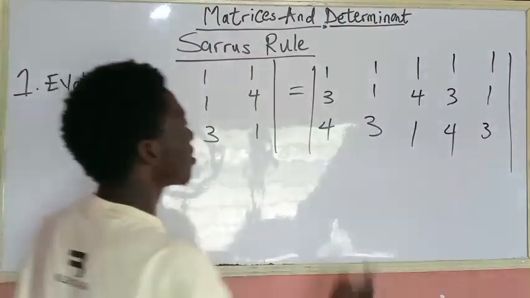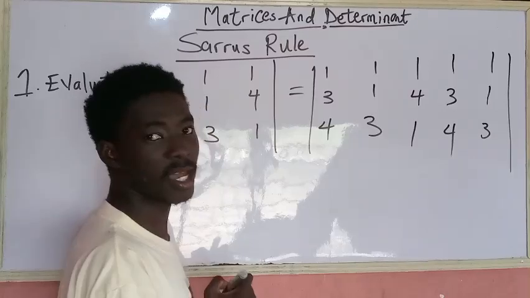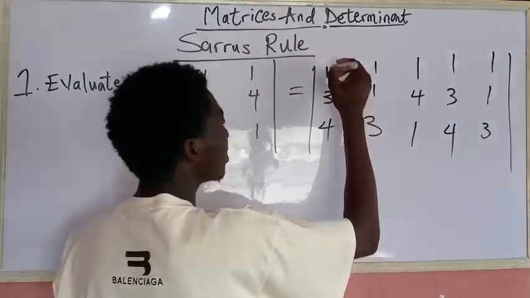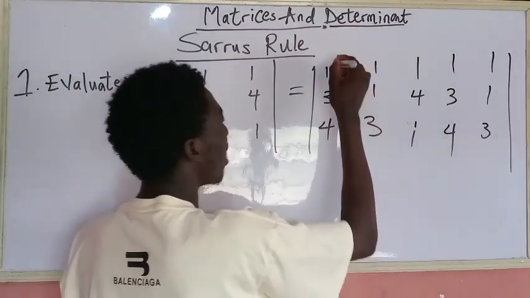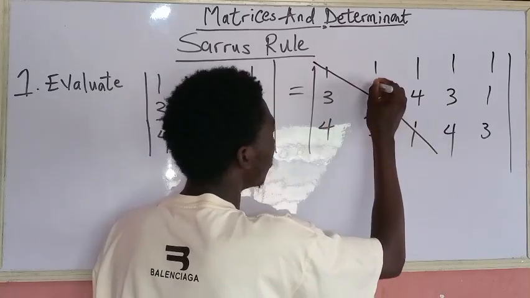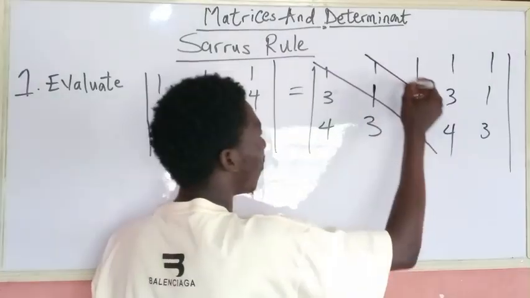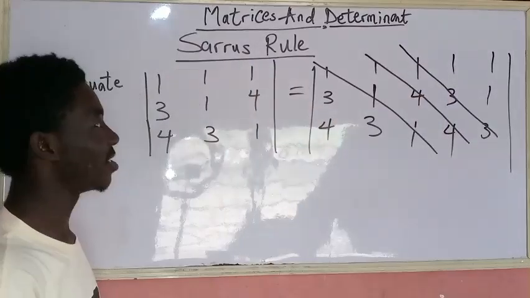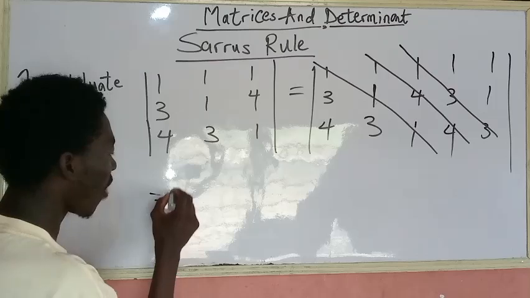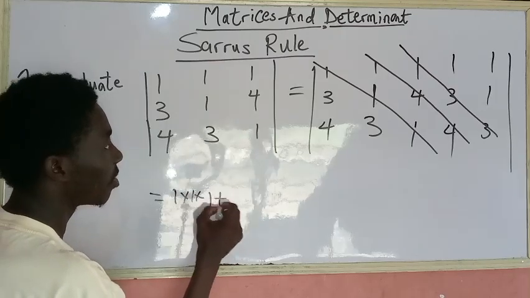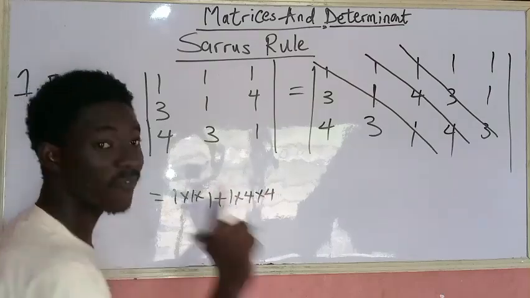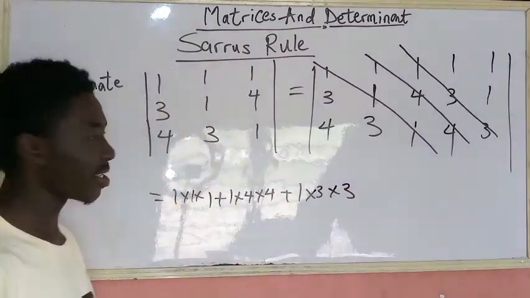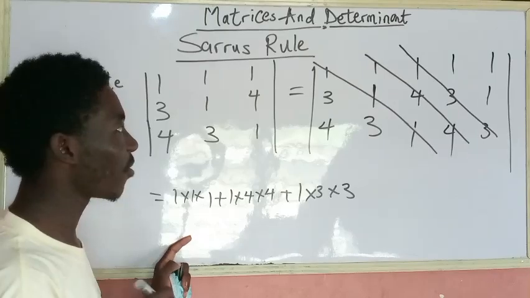So what do you mean by that? This is it. Looking at this, it does not form a diagonal because it is one element. This can't form a diagonal because it is 2 elements. But this can form a diagonal. So we have 1 1 1, 1 4 4, and 1 3 1. So that means 1 times 1 times 1 plus 1 times 4 times 4 plus 1 times 3 times 3. That will be the first step.